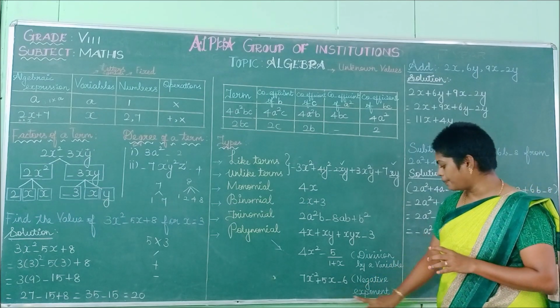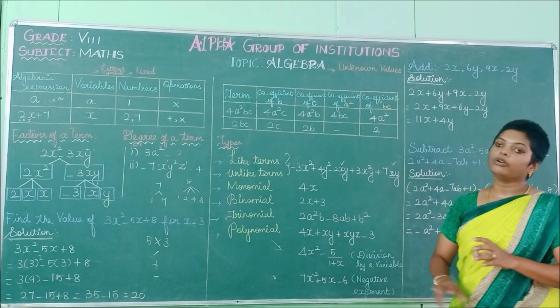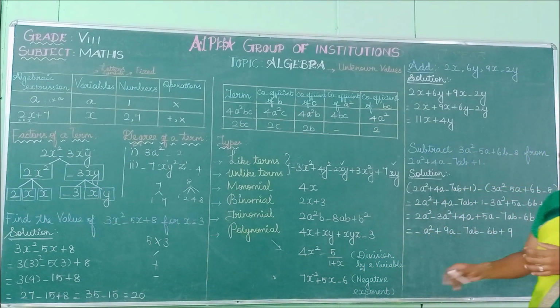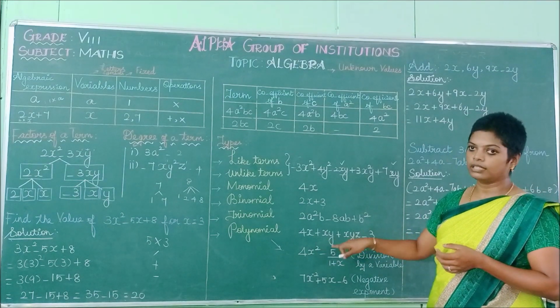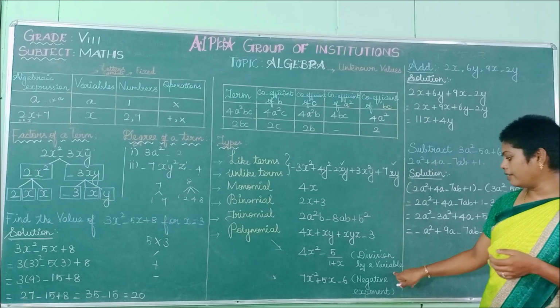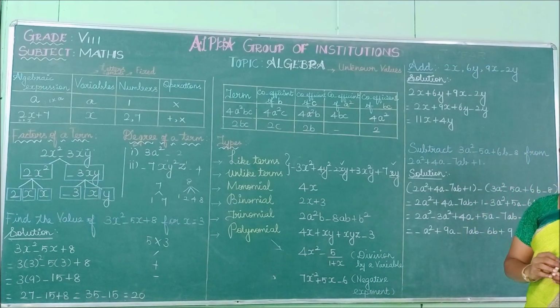Then see this example: negative exponent. If the powers are negative, it is also not called a polynomial. So likewise, what is it only said to be? Polynomial. If it has division by a variable or a negative exponent, it is not called a polynomial.